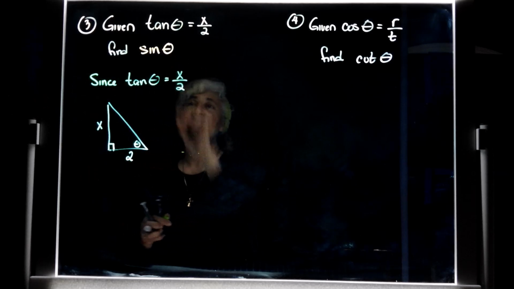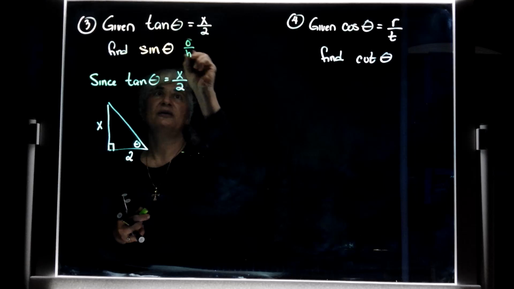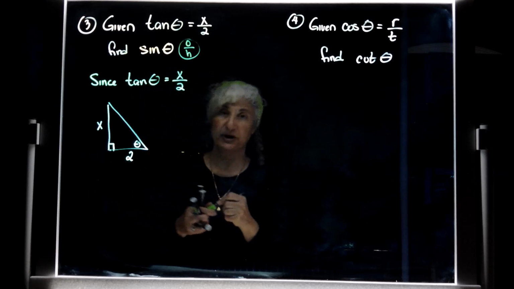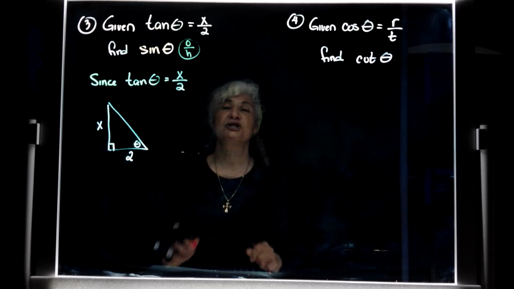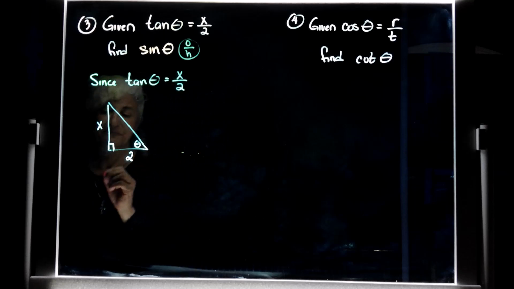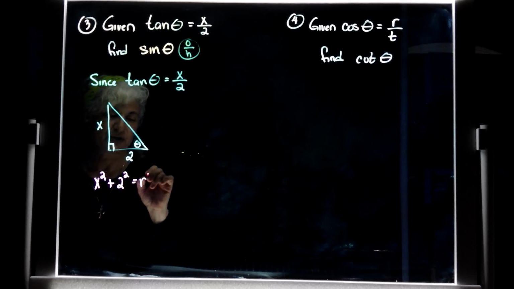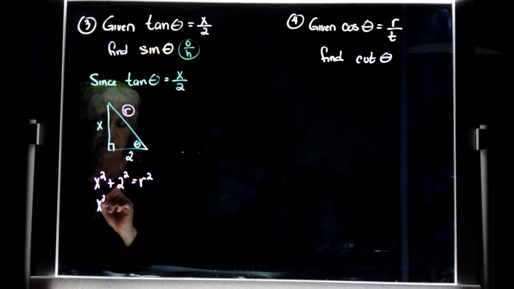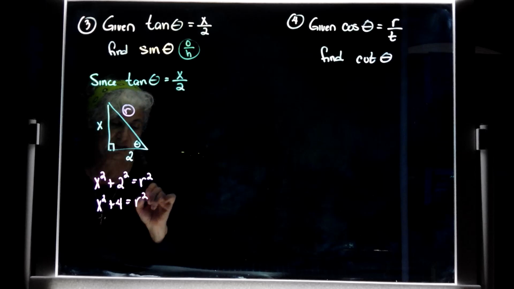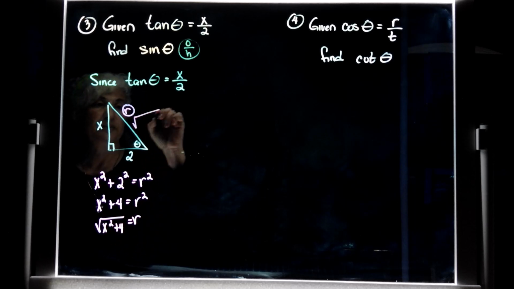Now they want me to find the sine of theta. How do you find sine? Sine is opposite over hypotenuse, right? I'm missing the hypotenuse. Know what you got to do? Pythagorean theorem. Your best friend in trig is Pythagorean theorem. So, to find the hypotenuse, I'm going to do x squared plus 2 squared equals r squared. R is going to be my hypotenuse. So, x squared plus 4 is r squared. And hypotenuse is always positive, so the square root of x squared plus 4 is now my hypotenuse.